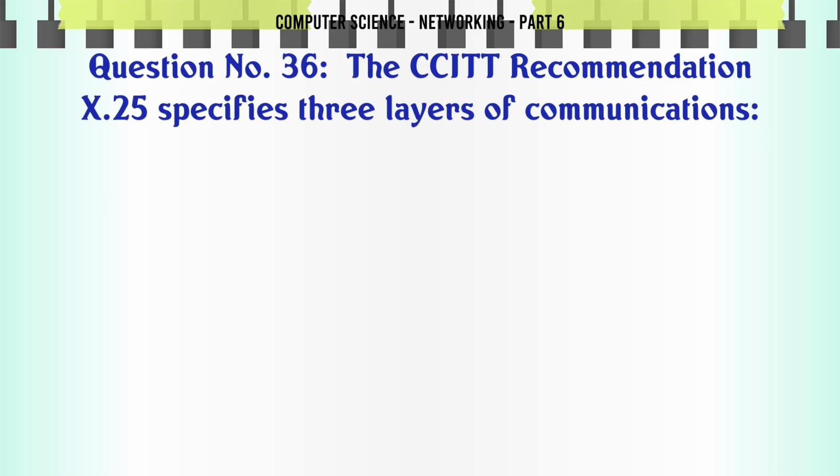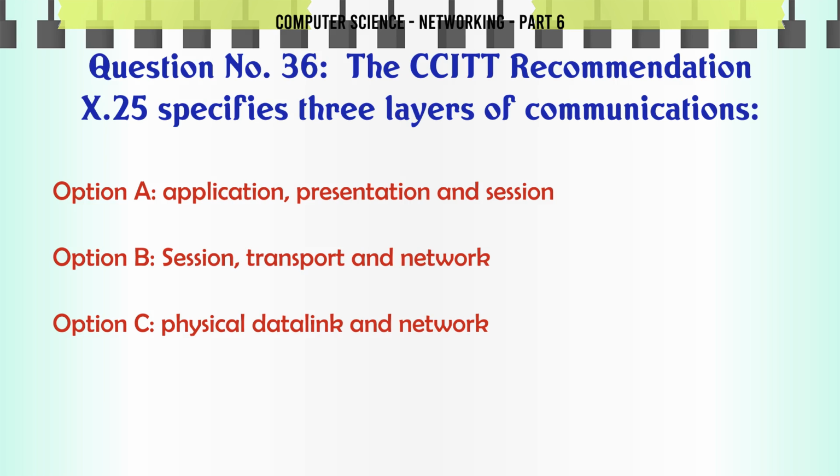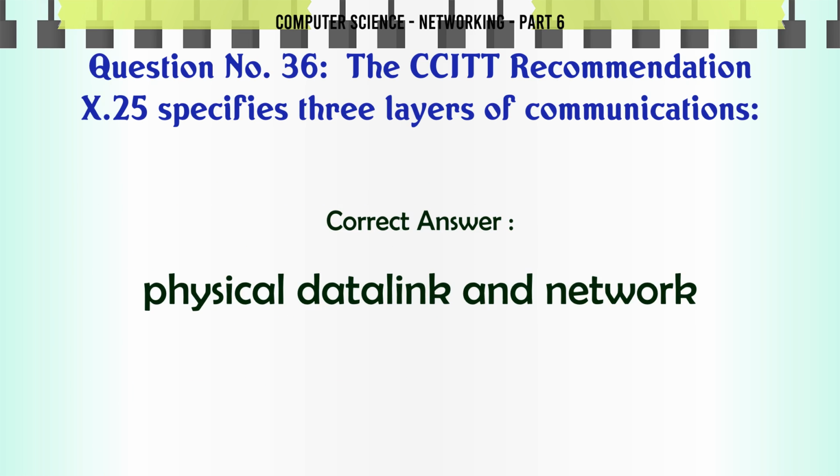The CCITT Recommendation X.25 specifies 3 layers of communications. A. Application, presentation, and session. B. Session, transport, and network. C. Physical, data link, and network. D. Data link, network, and transport. The correct answer is physical, data link, and network.